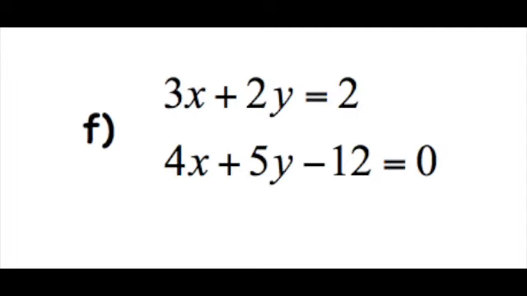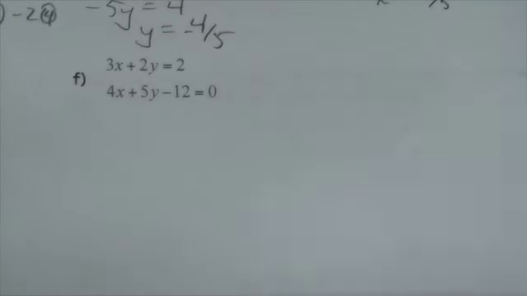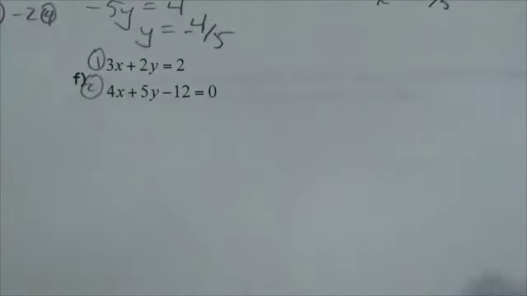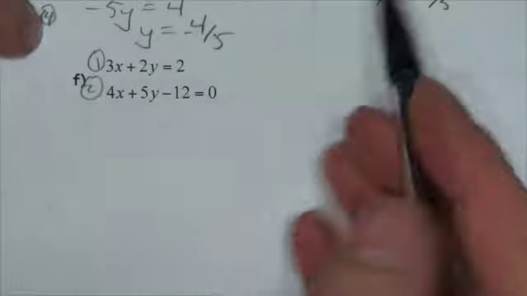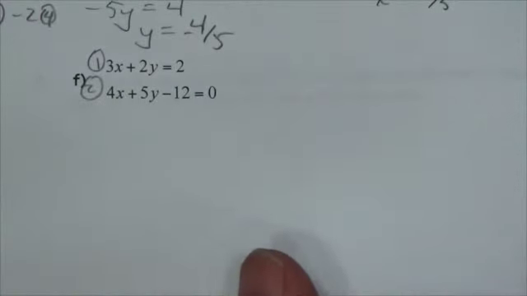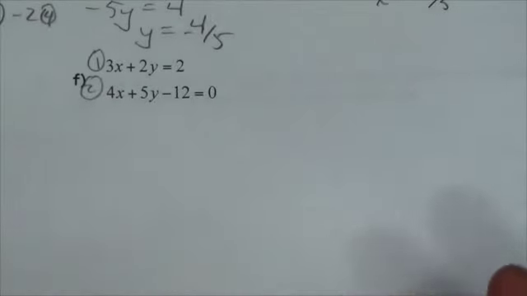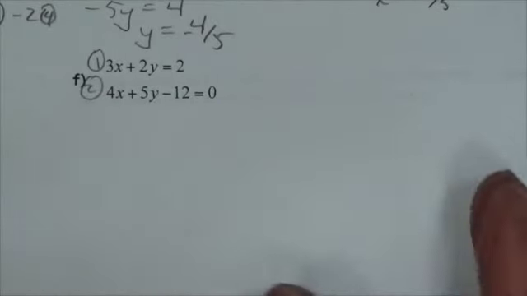Solve by elimination. 3x plus 2y equals 2. 4x plus 5y minus 12 equals 0. Hi. Well, to solve this particular equation, first of all, I'm going to label them. Now, I want them to be in the same form. That's just going to be the most useful way for me to work with this. It doesn't have to be in the same form, but I'm going to be less likely to make mistakes if they're in the same form.